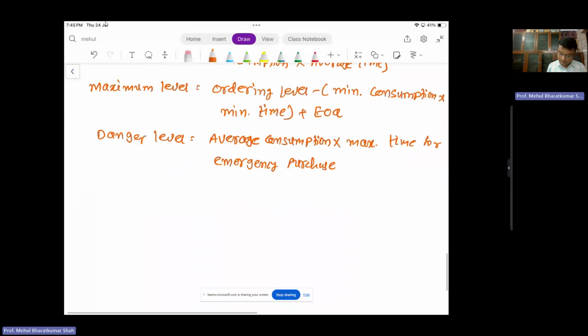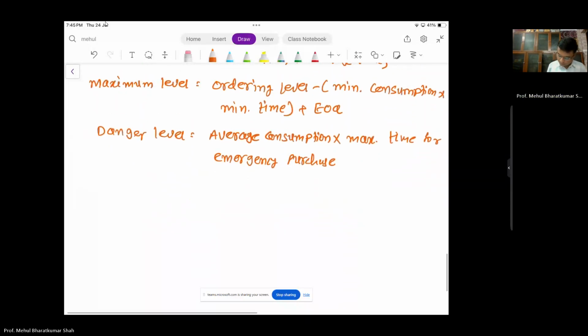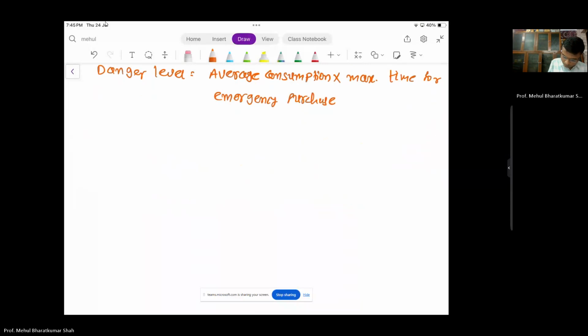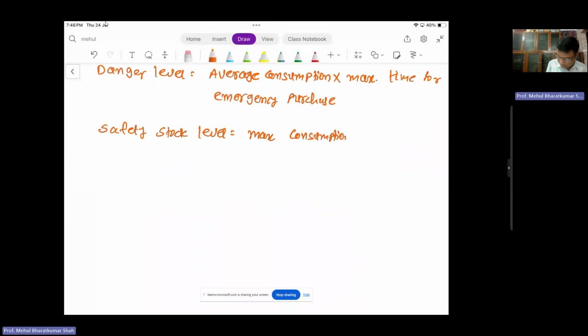Next is safety stock level. Safety stock level is equal to maximum consumption into maximum time minus average time. Maximum time minus average time.